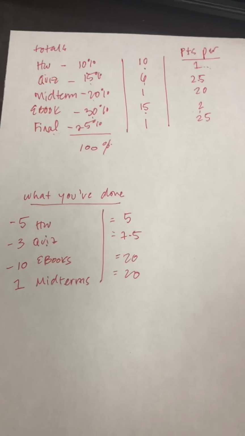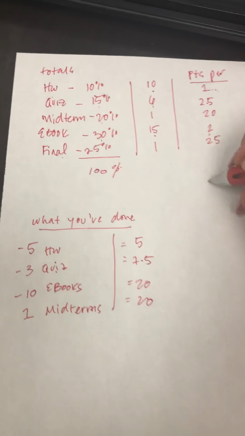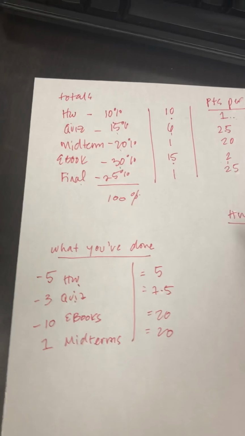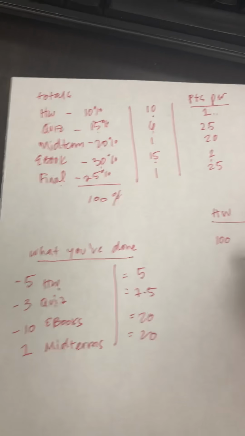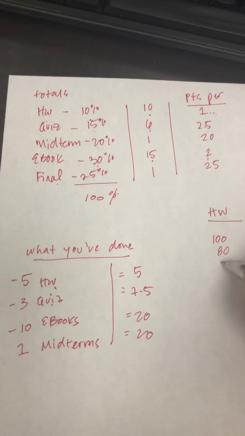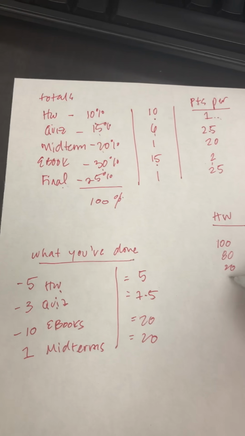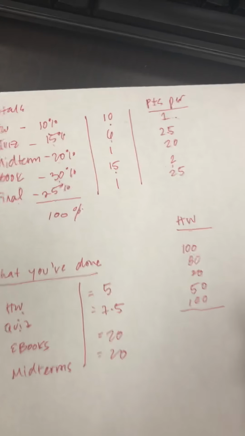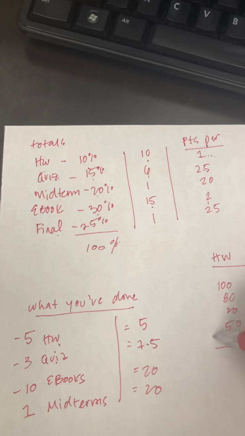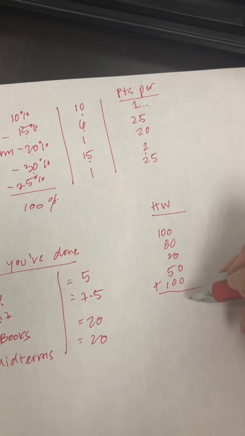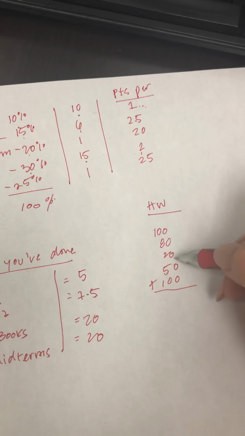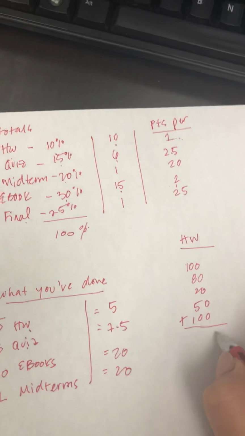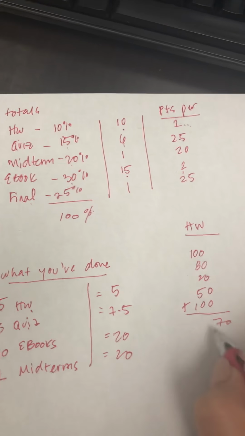So if I'm looking at my homework grades, let's say I know that I've got 5 homework grades. I made a 100 on one of them. I made an 80 on one. I made a 20% on one because I didn't do too good. I made a 50, and I made another 100. Okay, I'm going to take the average of all of these. So I'm going to add all this up and divide it by 1, 2, 3, 4, 5, and it's going to give me 70. Okay, so my average is 70.